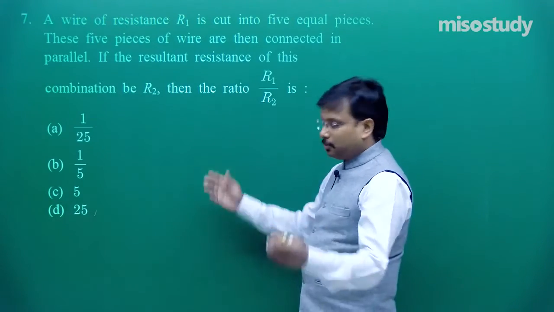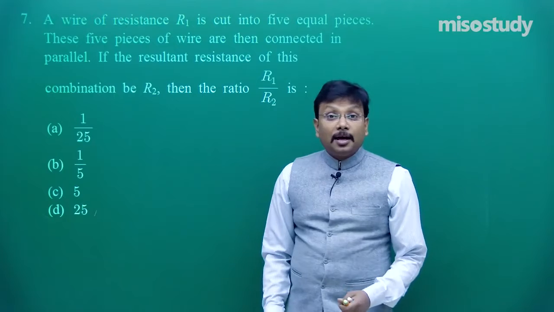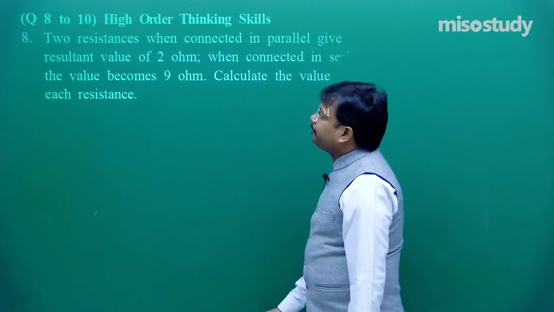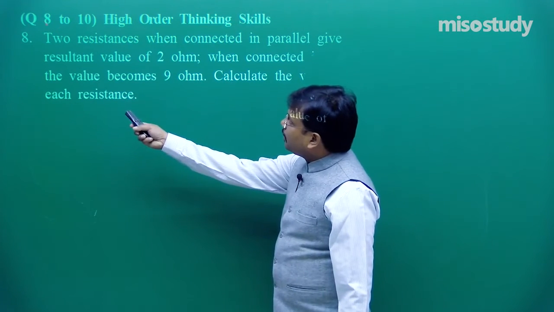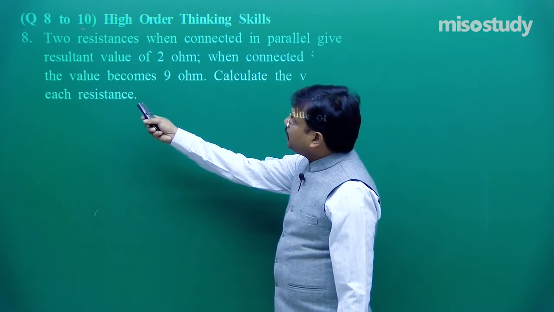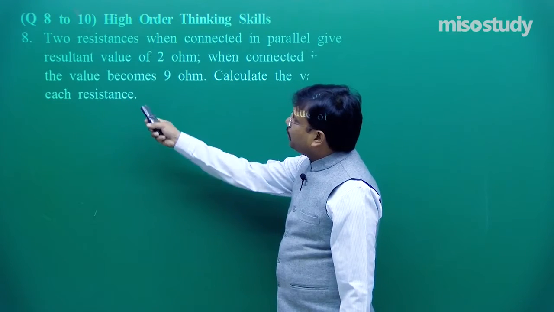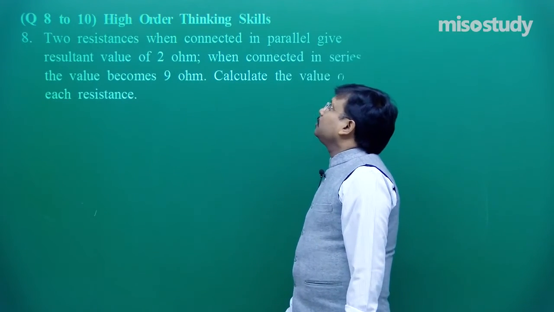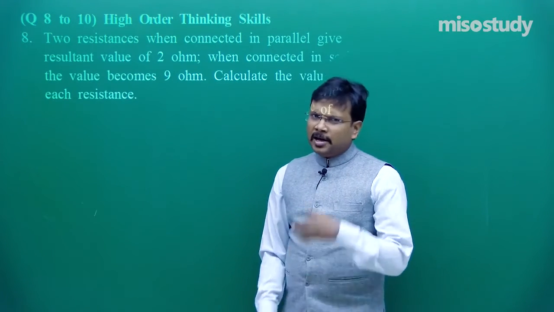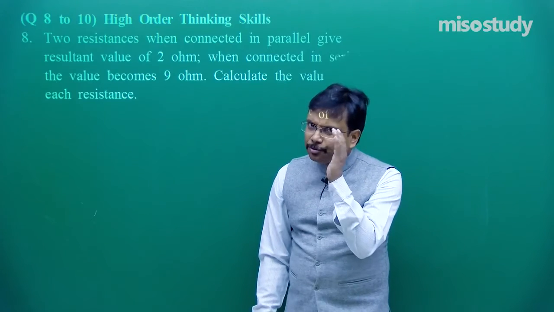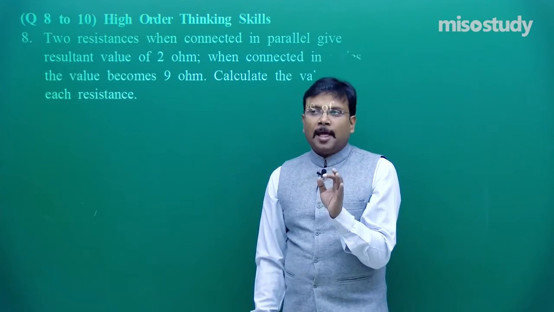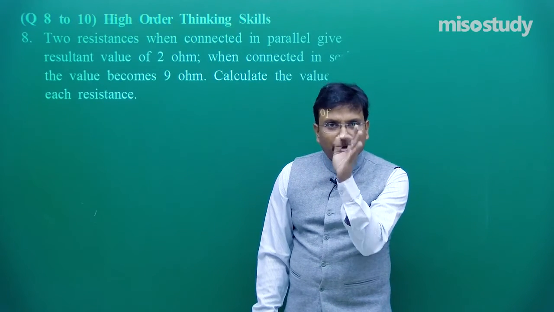Fine, that is the approach I told you. Then comes question number 8. Now, read the instructions for questions 8 to 10: high order thinking skills. Here you have to think about some points before moving to the solution.